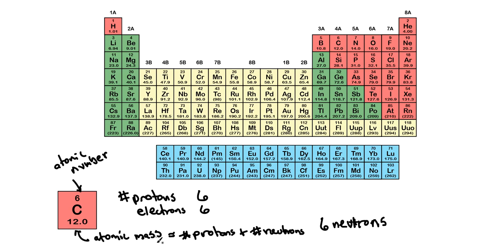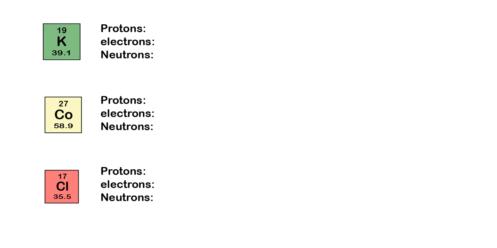Let's try a few of these just to get the idea. Okay, so I've pulled 3 elements out of the periodic table here. We've got potassium, cobalt, and chlorine. So let's figure out how many protons, electrons, and neutrons are in each of these. Let's do the first one together. The atomic number on top stands for the number of protons. So this has 19. Okay, that fixed it. So 19 protons.